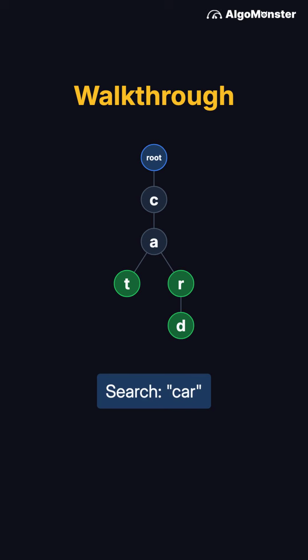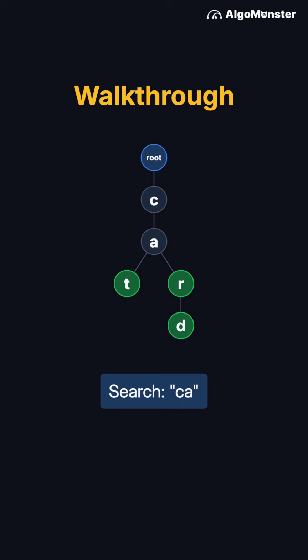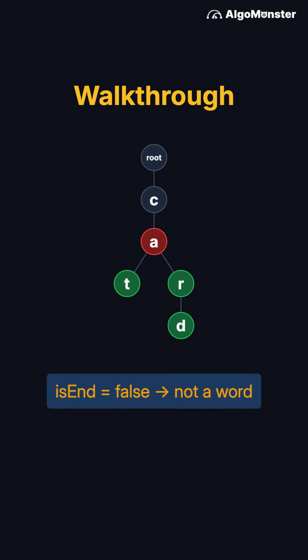Now search car. Start at root. Move through C, A, R. All characters consumed. Check R's isEnd. True, so return true. Search CA. Move through C, then A. All characters consumed. Check A's isEnd. False, because CA was never inserted as a complete word.